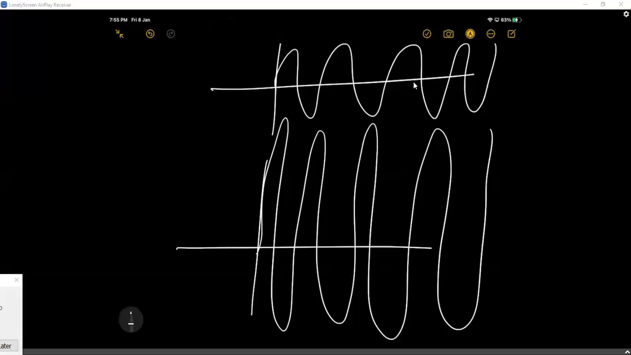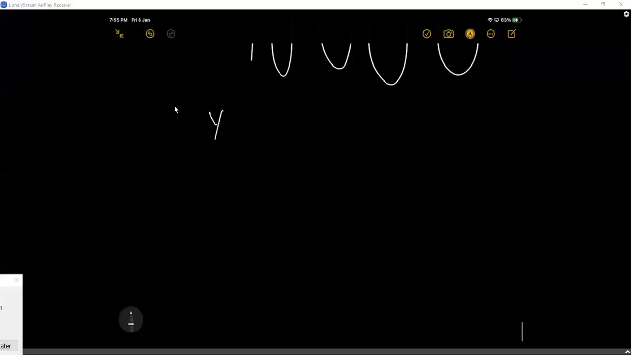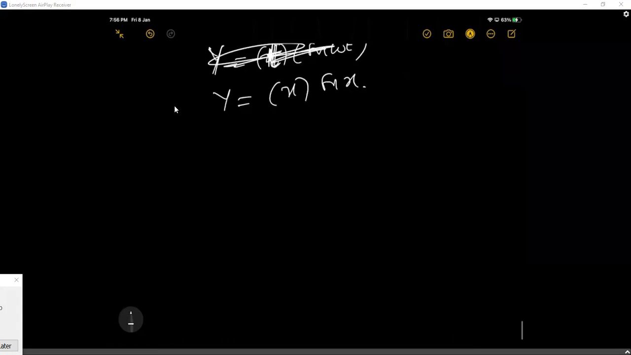Agree? Yes, sir. Not uniformly amplified, right, sir? Uniformly amplified, yes. But what if I give you an equation saying y equals x sin omega t? Sorry, y equals x sin x. It's as if I'm trying to multiply.